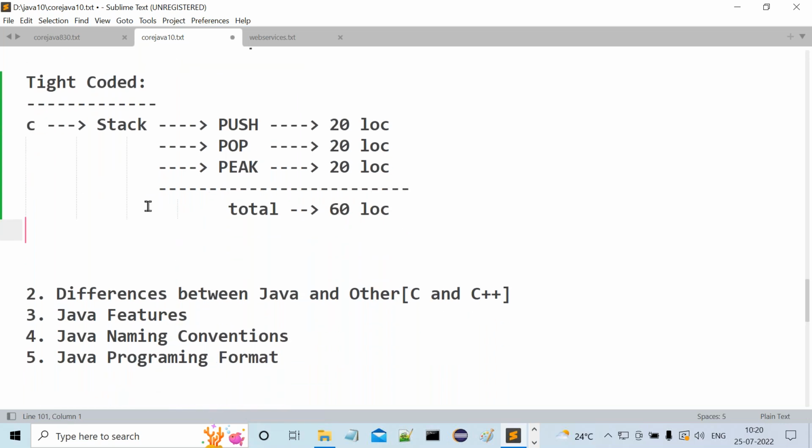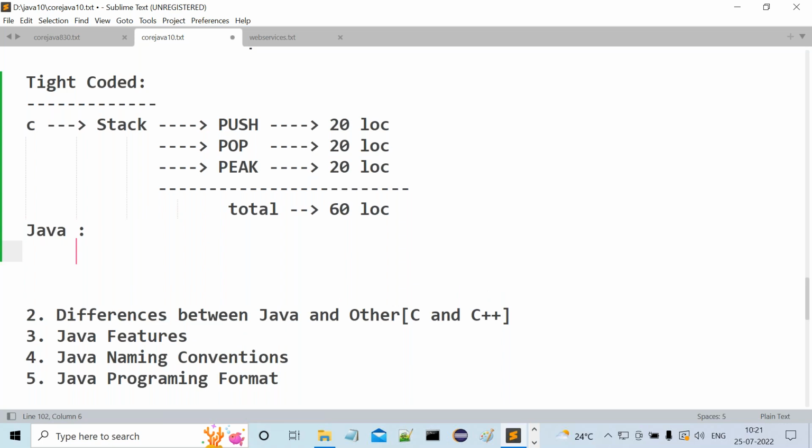Same thing I want to do in Java. In Java, if you want to perform stack operations, what do we have to do? Observe carefully. In Java, Stack is a predefined class. In C, stack is not predefined. That's why we wrote 60 lines of code. But in Java, stack is predefined. Observe carefully: Stack S is equal to new Stack. A new stack object we created. That's it. Stack is created.